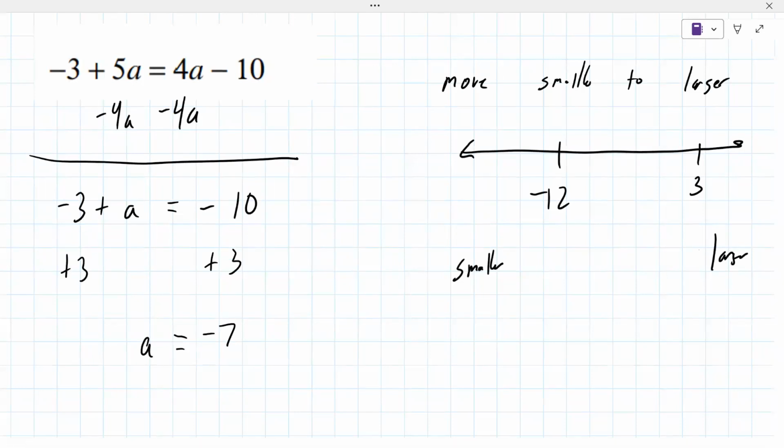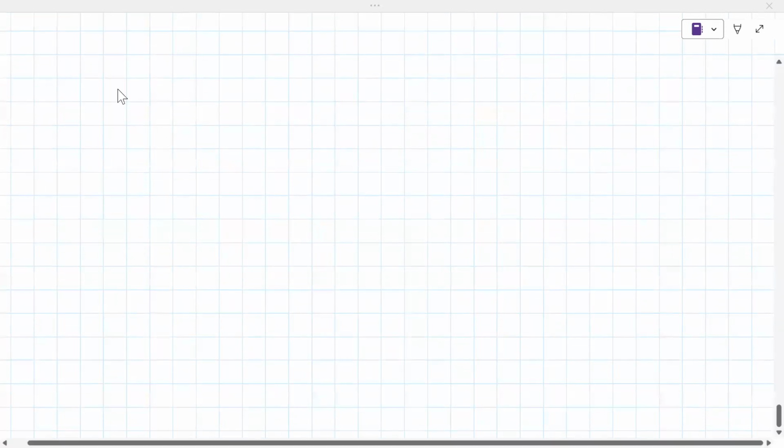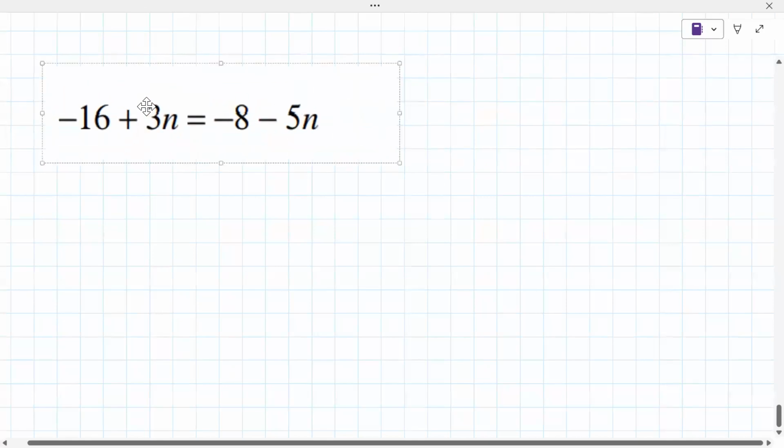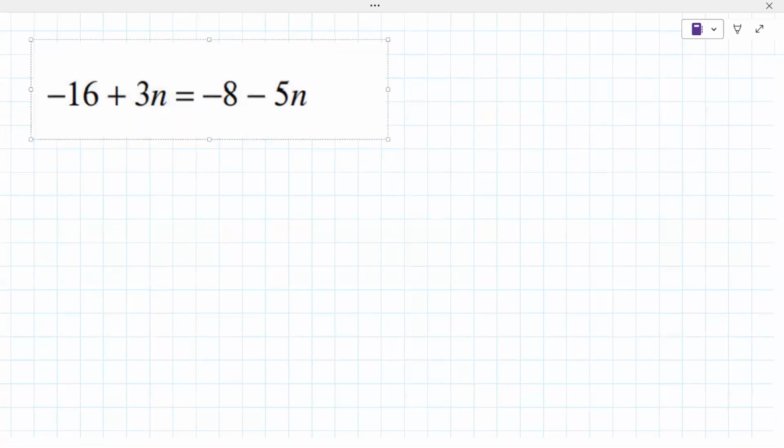All right, so let's take a look at a new problem. In terms of the variables, you got 3n, you got -5n, which is smaller.